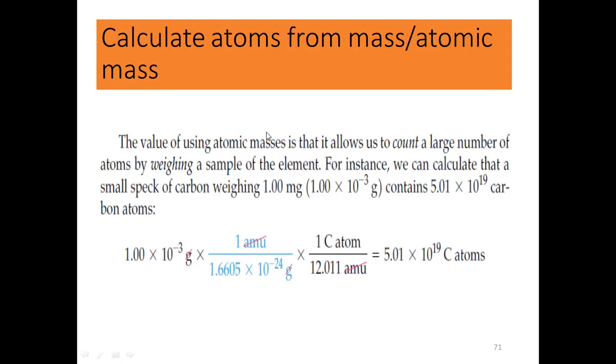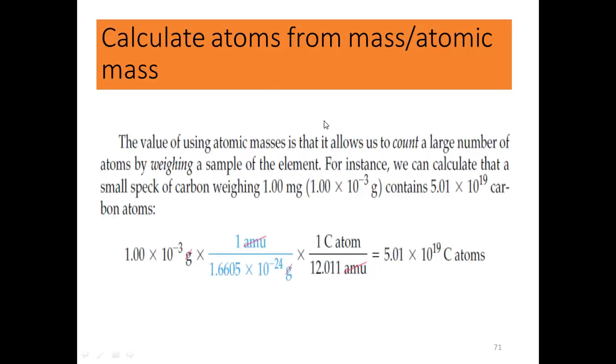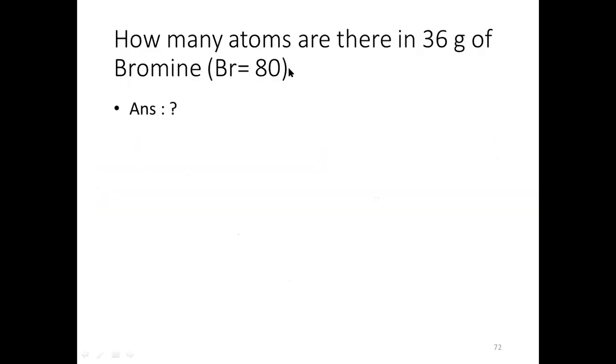This is a very simple way you can calculate the atoms of any element if the weight is given. Let's suppose there is another example. How many atoms are there in 36 gram of bromine? Here you have to calculate the number of atoms of bromine, and the mass is given. One bromine atom is equal to 80 AMU.